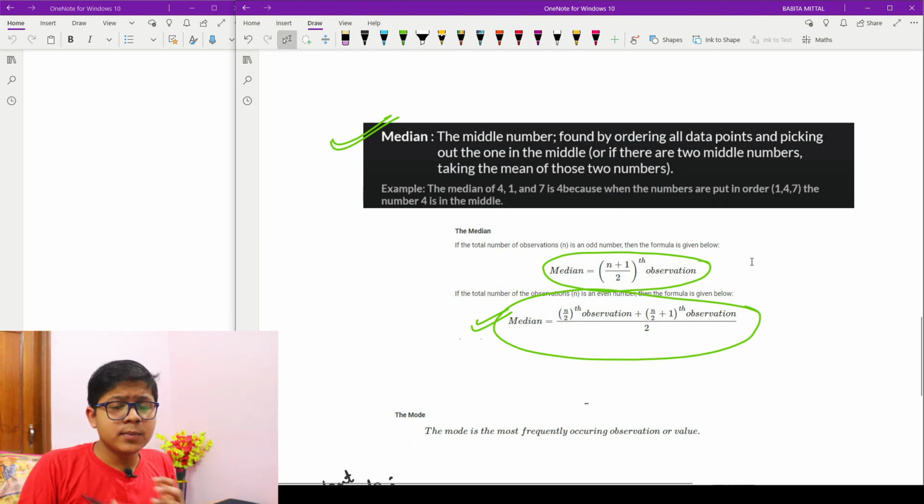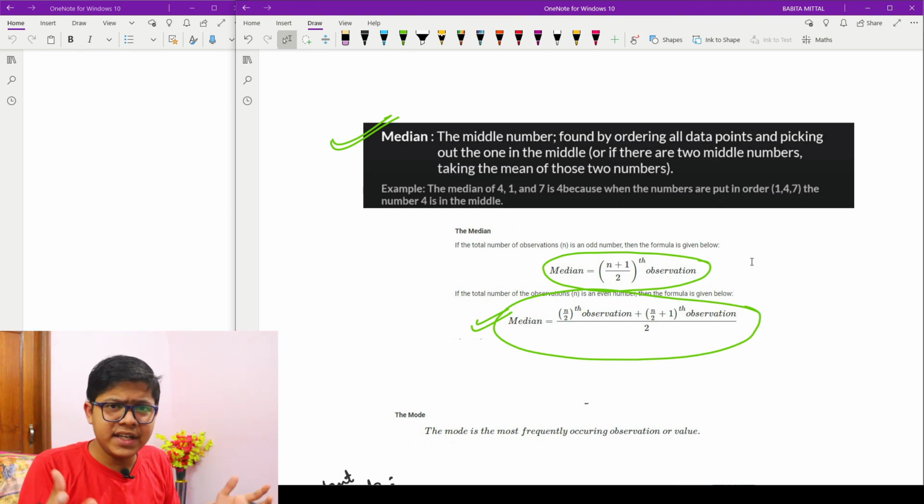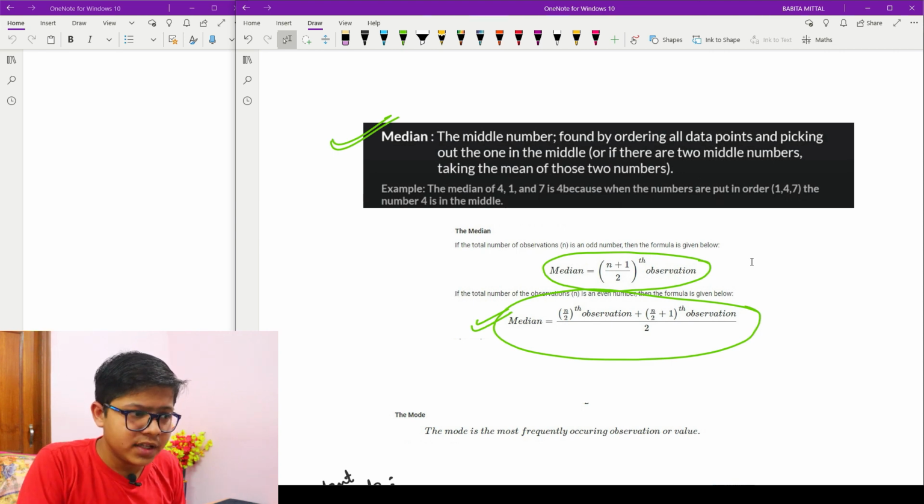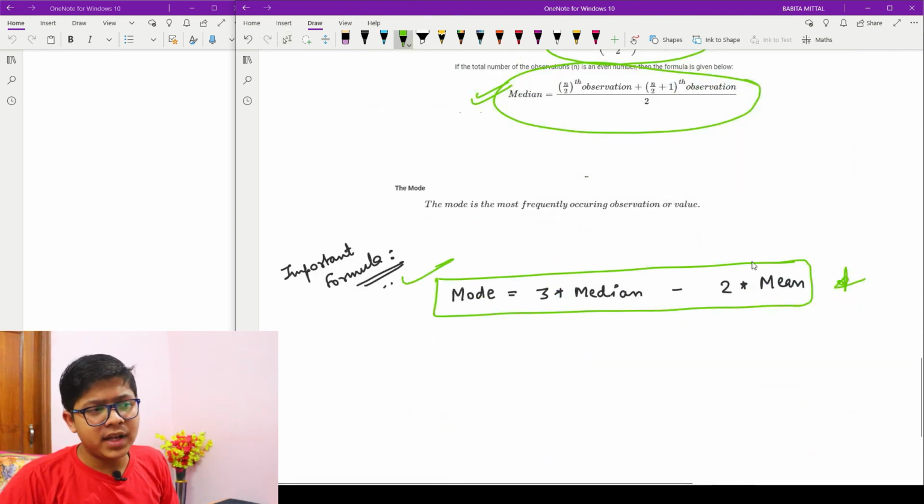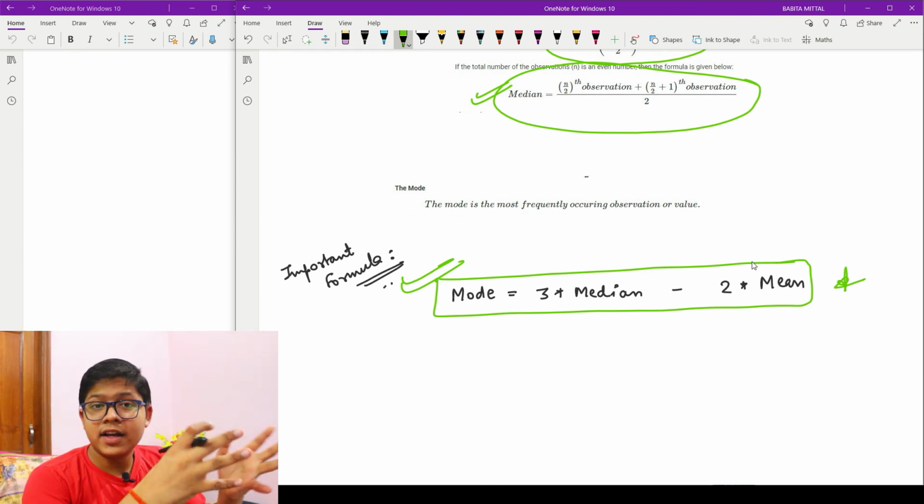After that we have the mode. Mode is nothing but the most frequently occurring element. For any series we will have the frequency of every element, and the most frequently occurring element will be the mode itself. Now we have the basic formula: mode is equal to 3 into median minus 2 into mean.